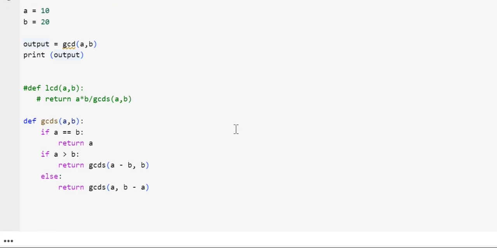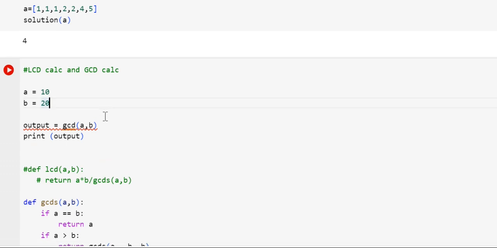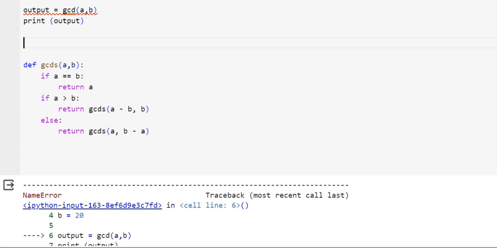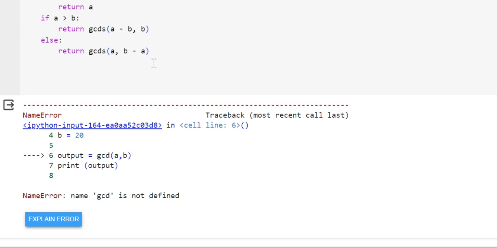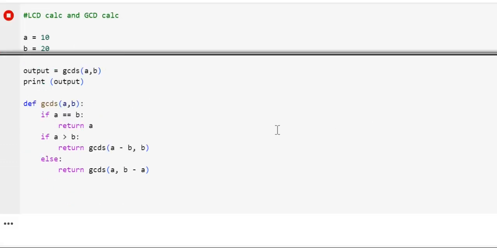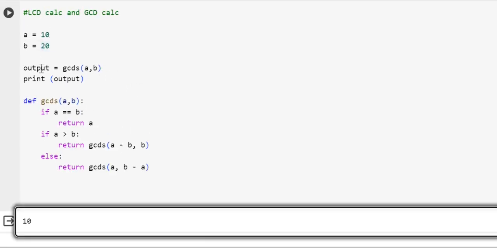So let me write GCD over here first, and let's run this and see the output for GCD. What is it saying? Line 6. Name GCD is not defined. It is gcds, okay. So now if you see, the answer is 10.